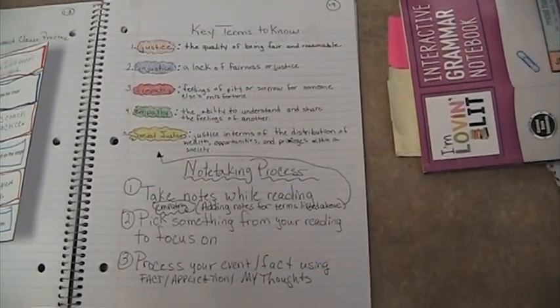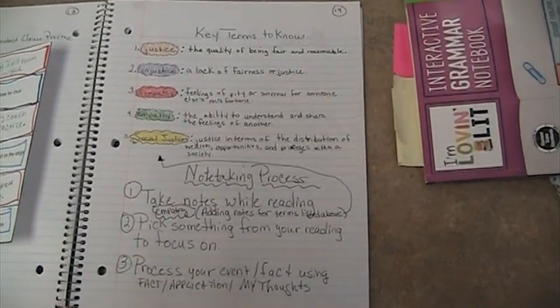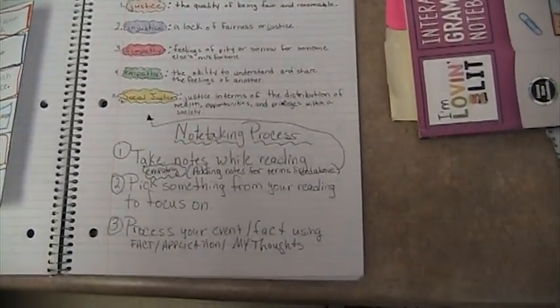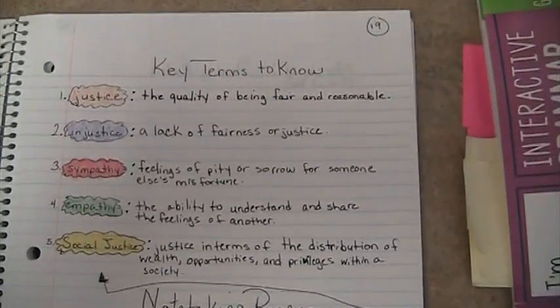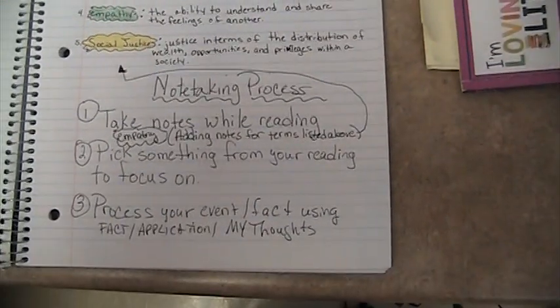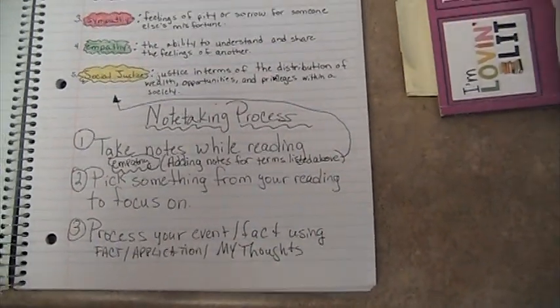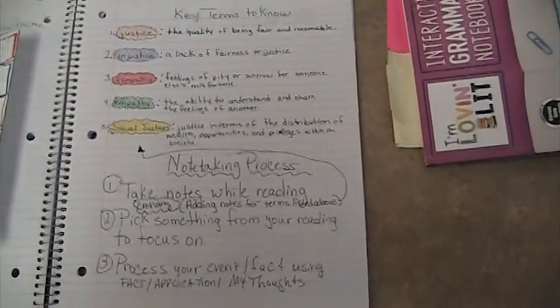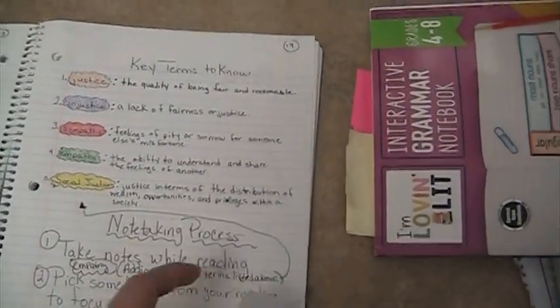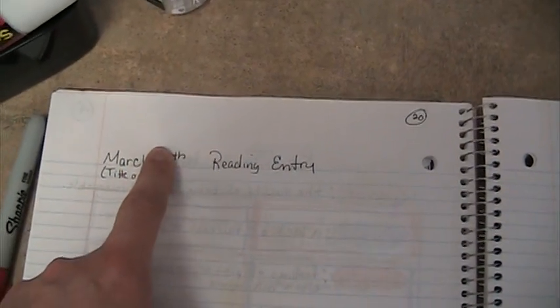All right, guys, so now what you need to do is find a nice quiet spot. Make sure you have all of this written down on page 19: key terms to know, definitions, note-taking process. Have that all written down, okay? And then you are ready to begin. We're going to flip our page over. We're going to say page 20, March 19th reading entry, the title of your book. Go ahead and find a nice spot and begin.